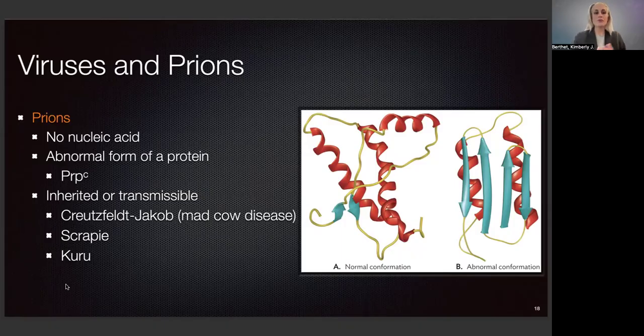Kuru is an example of a prion disease that can be passed from human to human by the ingestion of neurological tissue, such as the brain. So again, these can accumulate in the brain, prions. So if someone was to consume the brain of someone else, they could consume these prions, which would then go on to misfold other proteins within the brain, causing the accumulation and the death of this person.